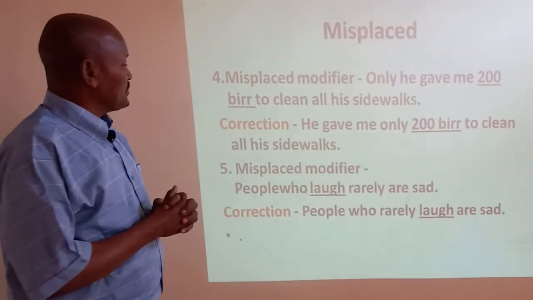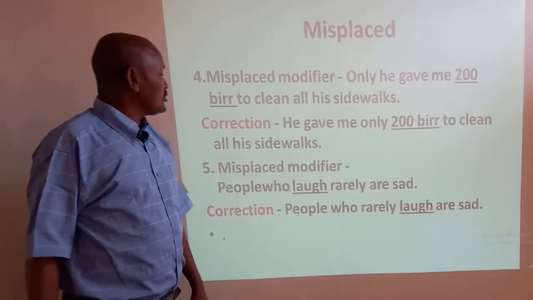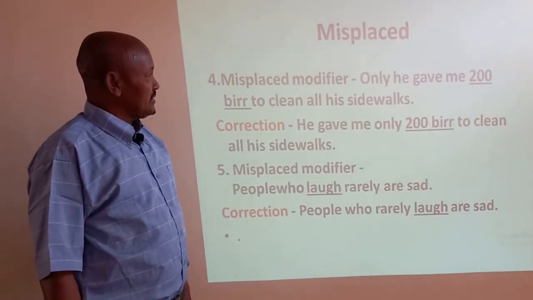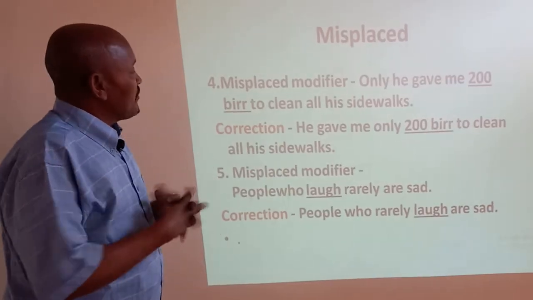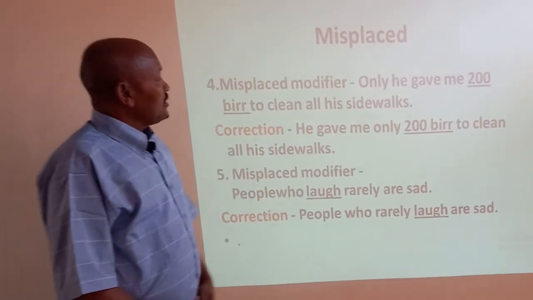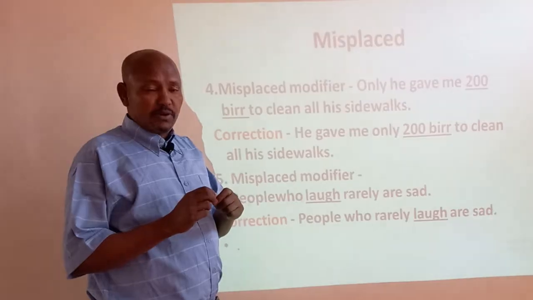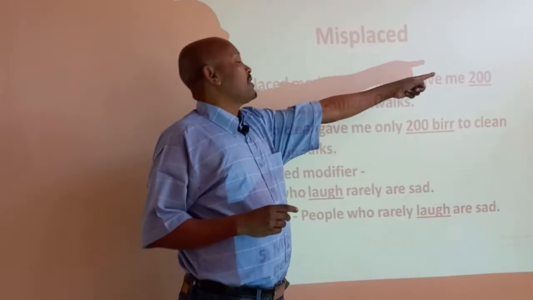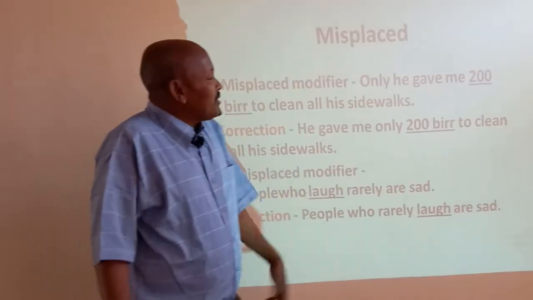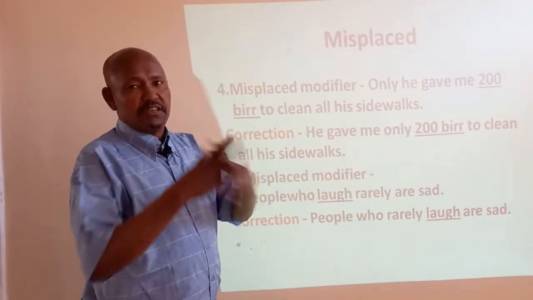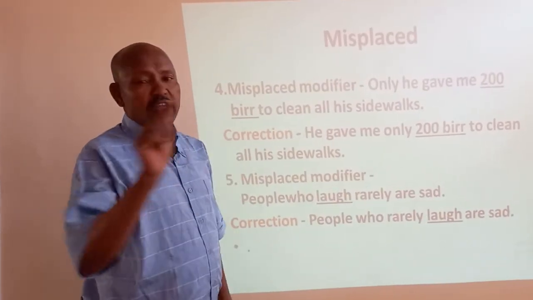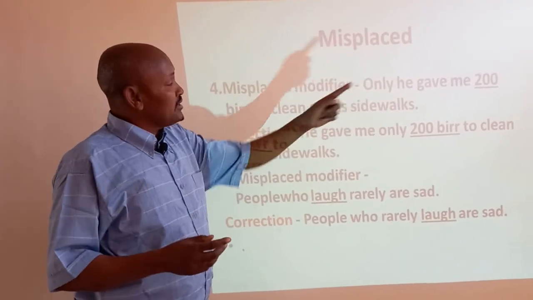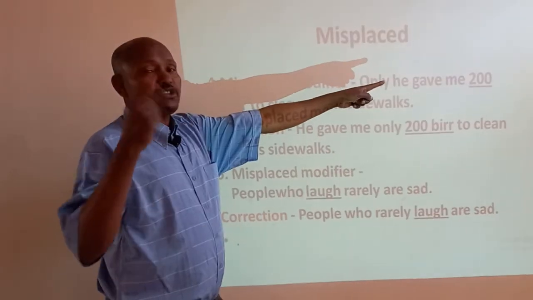Another example, misplaced modifier. Only he gave me 200 birr to clean all his side works. Yeah? Only he gave me. What does only mean? Look, when I talk about this modifier, special only, it has a meaning. The meaning doesn't fit with the number here. Only he means no one else except he. Only he means no one else gave me 200 birr except he. It has a meaning, but there is a modifier which is wrongly placed.